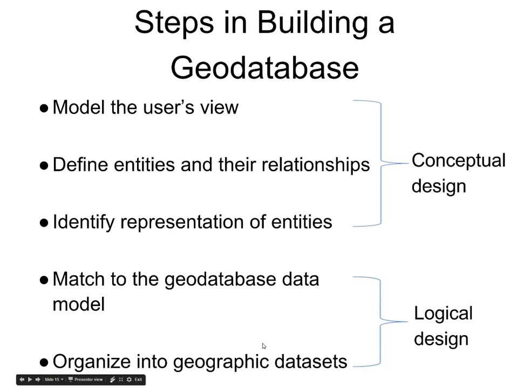This came out of a geodatabase design book that outlines the steps of building a geodatabase, and from these 5 steps as a part of the conceptual design and the logical design. The conceptual design is modeling the user's view and defining entities and relationships, as well as identifying representations of entities, points, lines, or polygons. The logical design, matching to geodatabase models and different elements that are available to you in the geodatabase, as well as organizing into different geographic data sets.